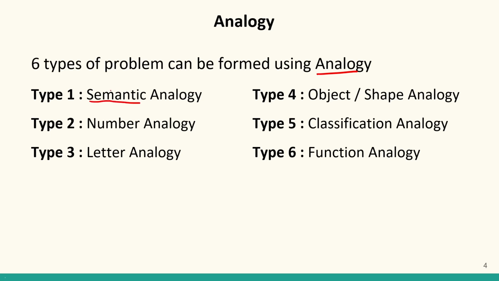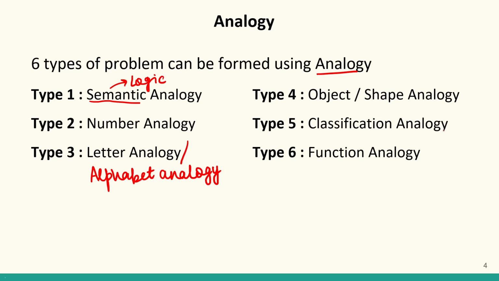So semantic analogy basically means logic analogy. When we draw comparison between two or more things based on logic, that is called semantic analogy. Similarly, number analogy deals with numbers. Letter analogy can also be called alphabet analogy. Okay, so here we deal with alphabets.